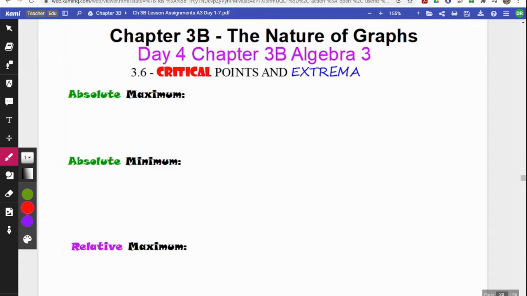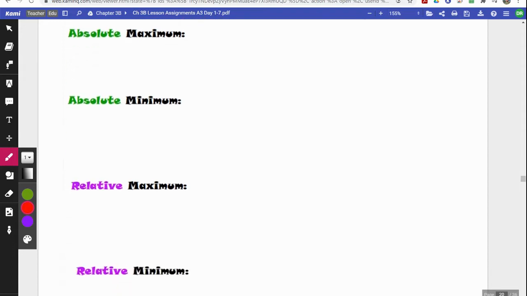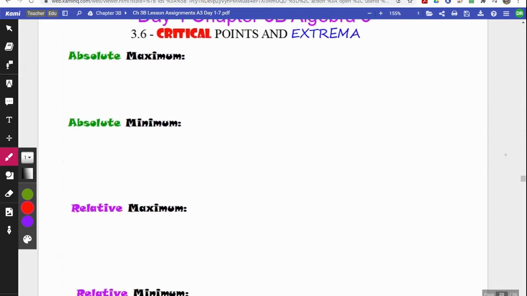point in a graph, or a relative maximum and a relative minimum, which would be basically a high point or a low point, but not necessarily the highest or lowest. So in a graph, let's say it just kind of looks like something like that. This will have a few examples of everything we are talking about.